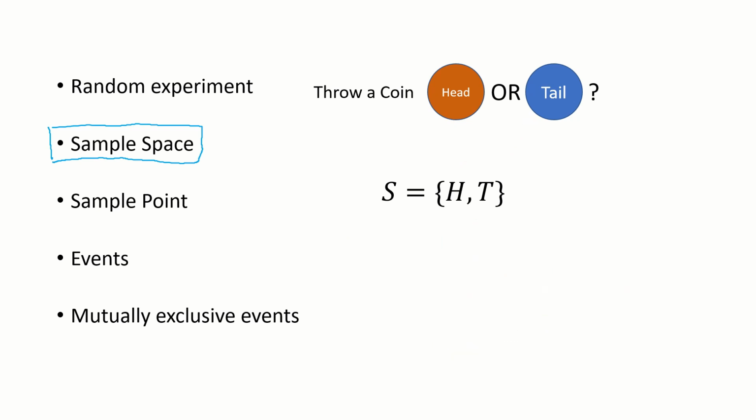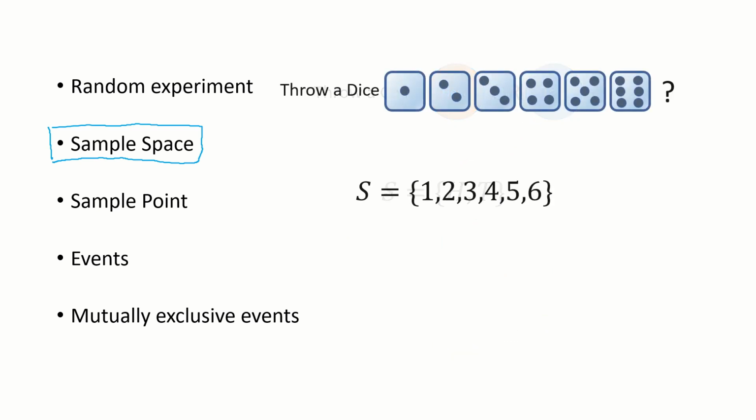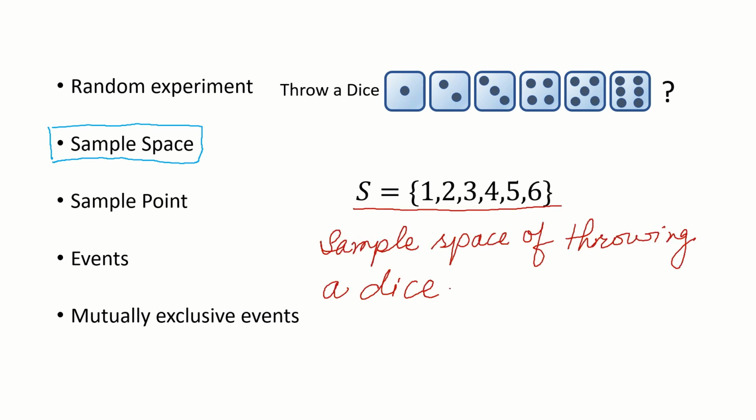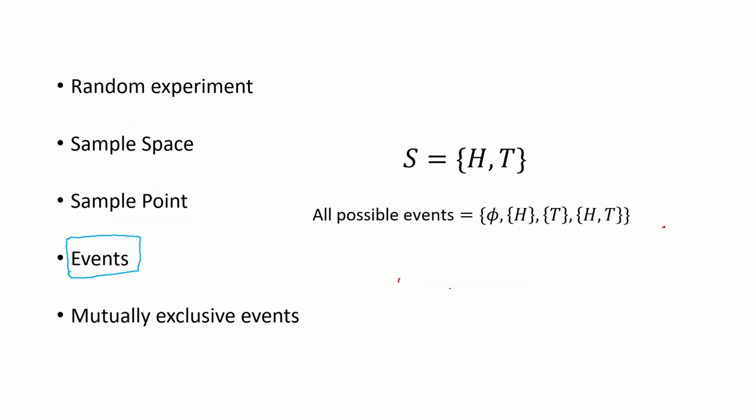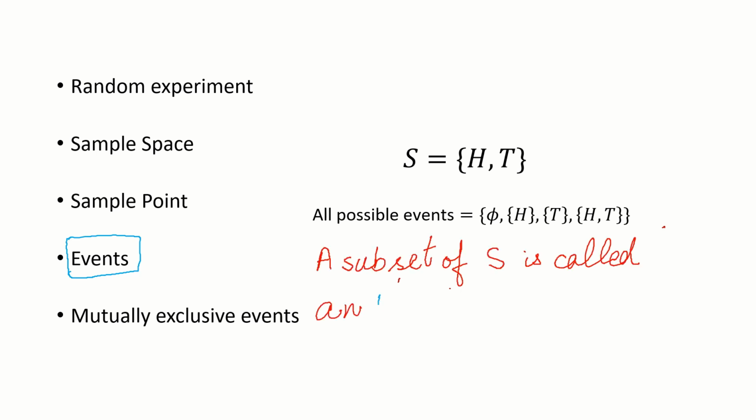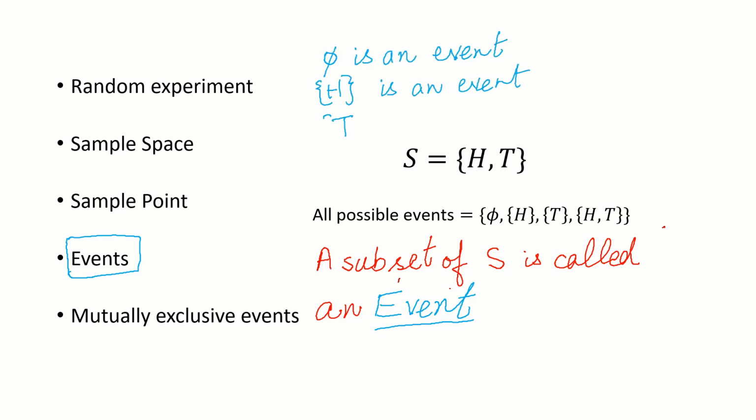The sample space of throwing a six-sided dice contains the elements 1, 2, 3, 4, 5, and 6. Each element of the sample space is called a sample point. Let's talk about events. Any subset of a sample space is called an event. The sample space of throwing a coin consists of a head and tail, so all possible subsets of the sample space are empty set, head, tail, head and tail both.